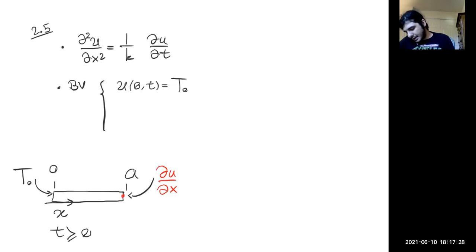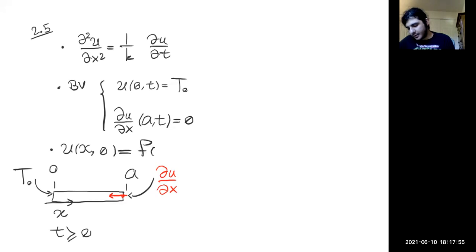It tells us that if at this point we go, for example, to the left, the value of u infinitesimally does not change, which means its derivative at the point a is going to be 0. And then we would have an initial condition which tells us that u of x at time 0 is equal to a given function f of x. Okay, so a similar equation, slightly different boundary value condition.